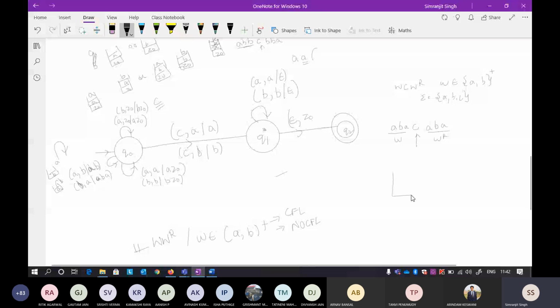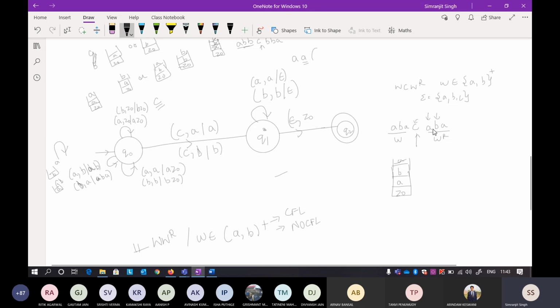Now the popping will occur in such a way that first of all we keep pushing any symbol that comes, and when seeing the symbol C, I know that I have reached the center. So I do not push this onto the stack, but after that I will start popping. When my pointer reaches here, if the input is A and at the top of the stack there is A, I will pop it and increment the pointer.